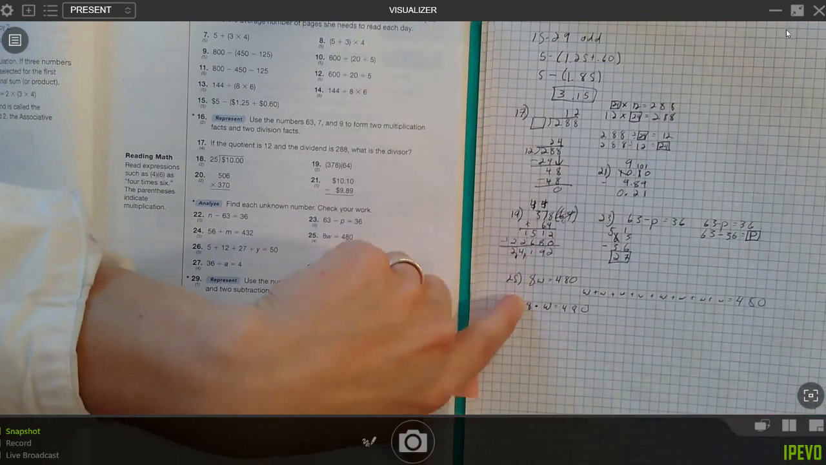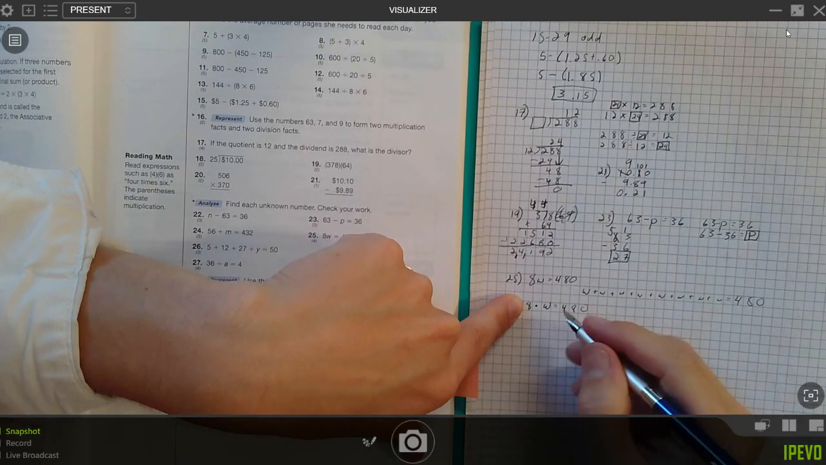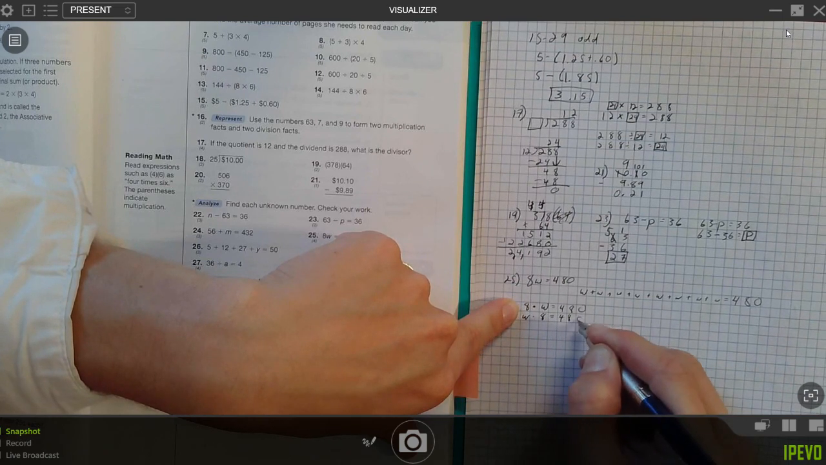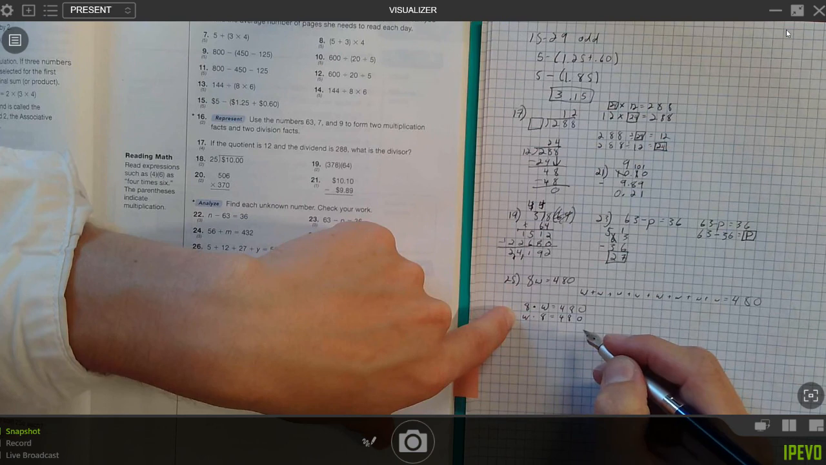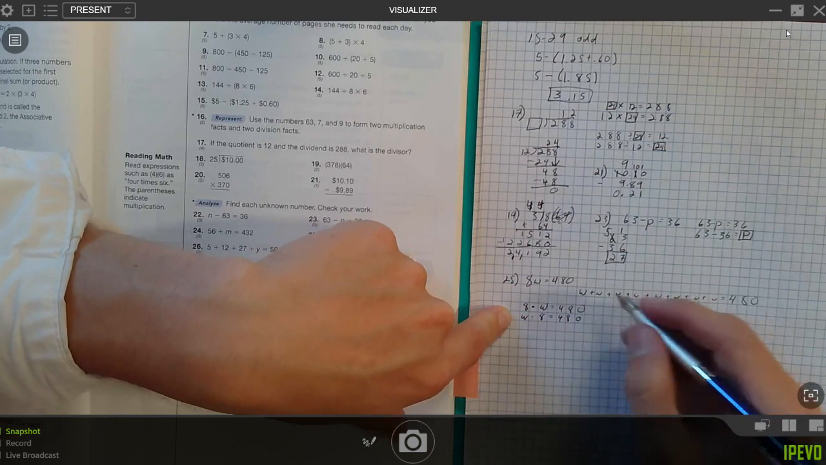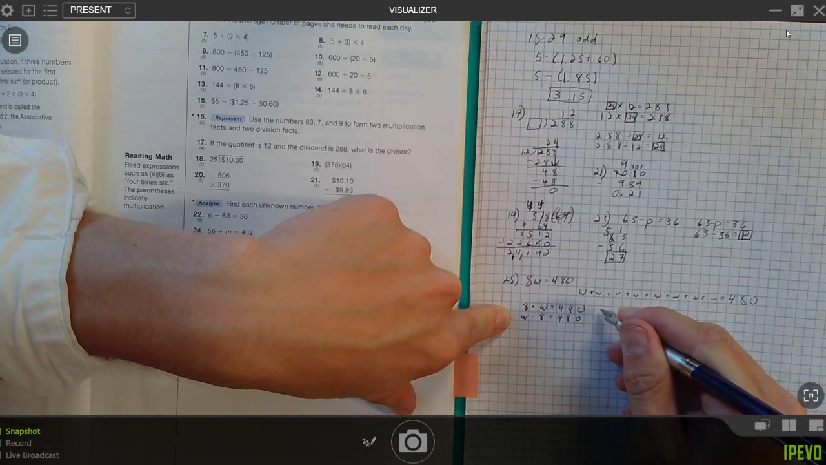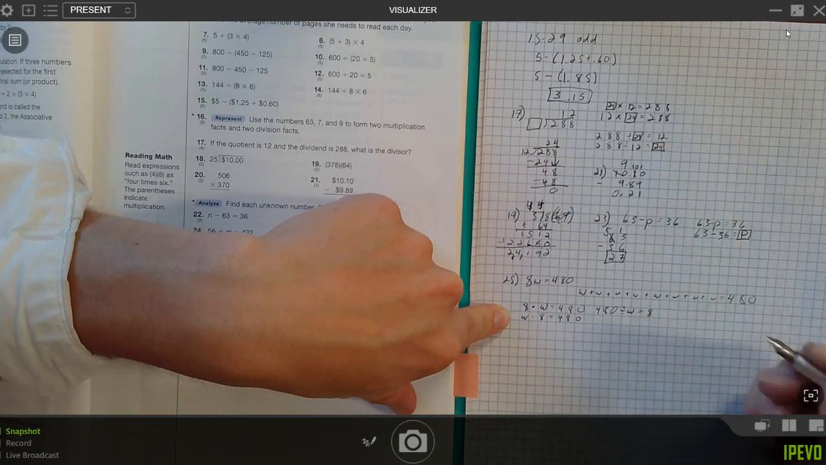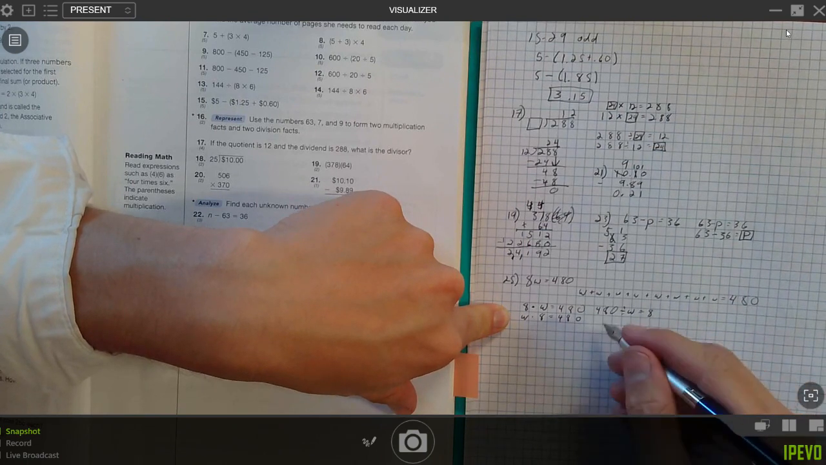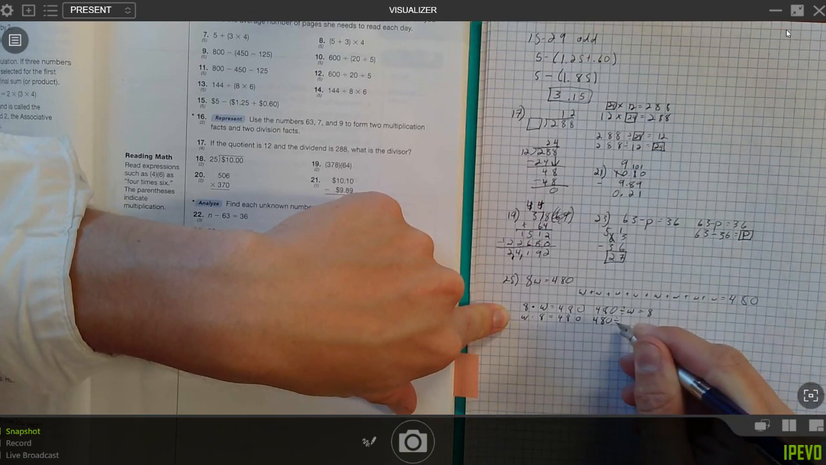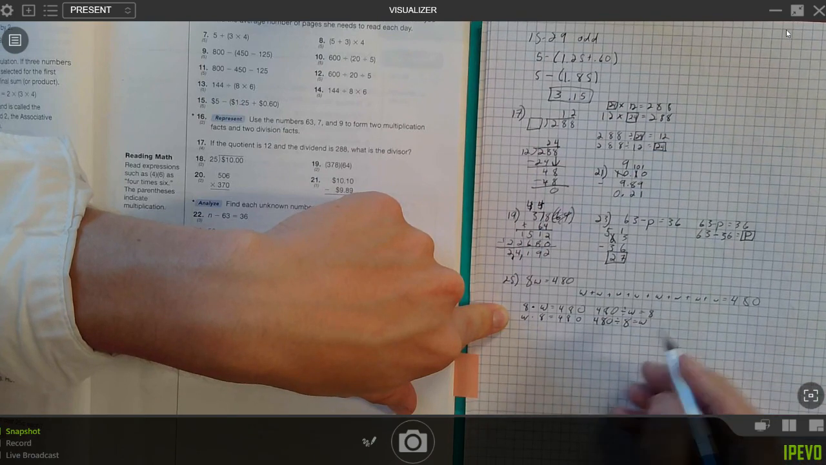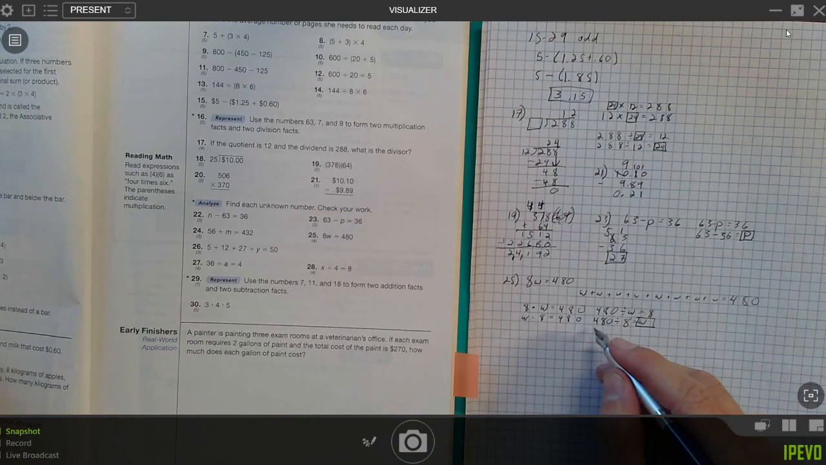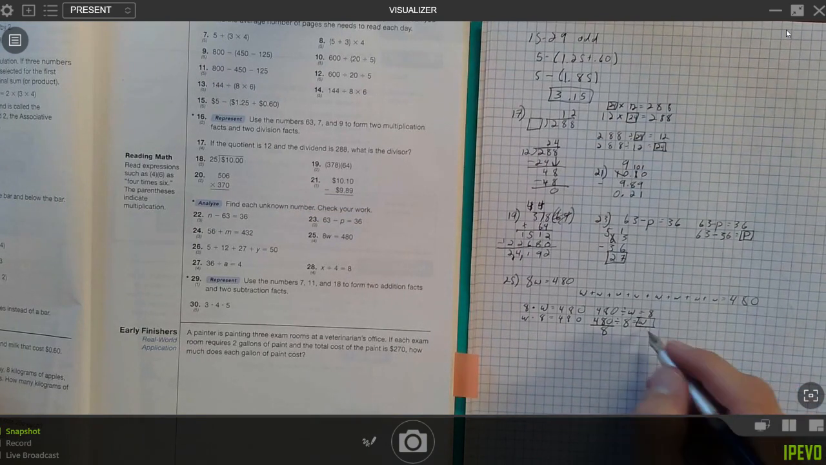Now I can switch to my multiplication division facts, right? 8 times W equals 480. W times 8 equals 480. It's probably not very helpful, same thing. But I can go into my division facts. I could do 480 divided by W equals 8. Still not really helpful, but I could do 480 divided by 8 equals W. Yes, this is the one I want. Now I can just divide by 8, and I can get my answer.